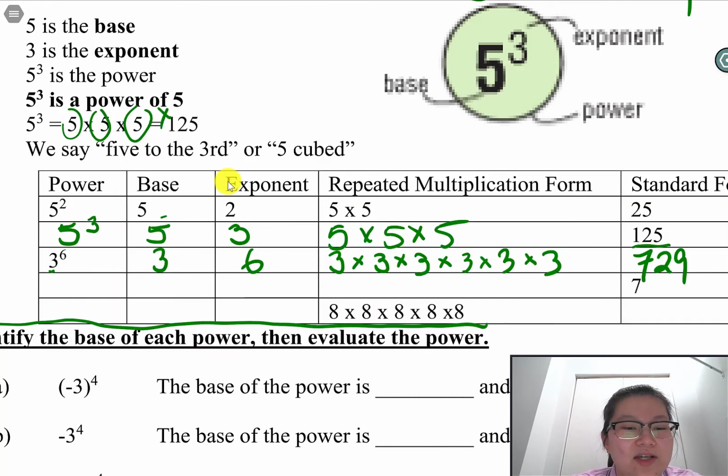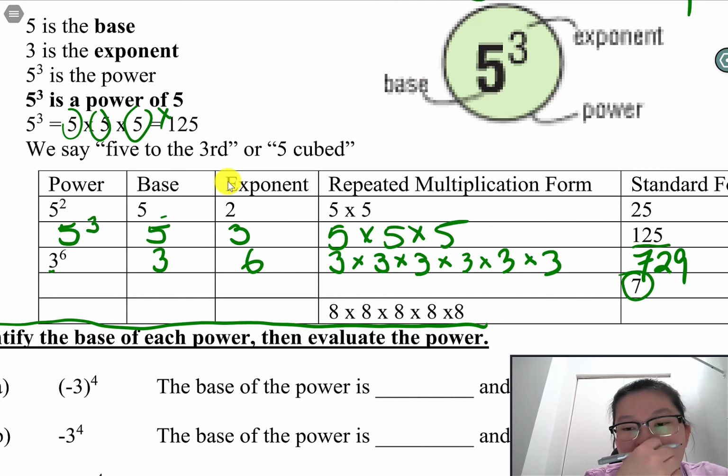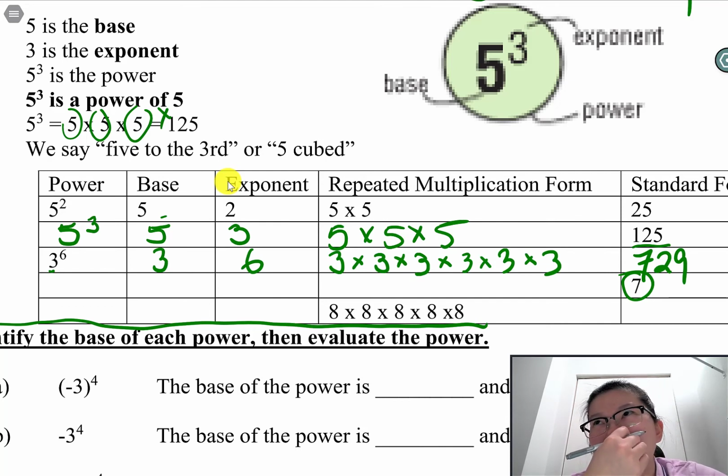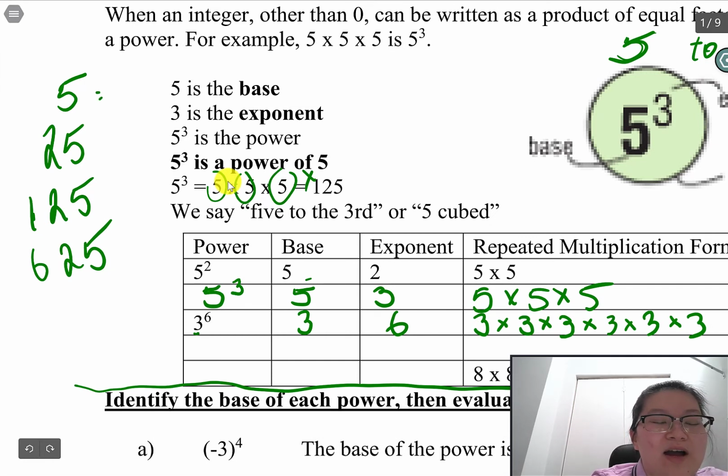Okay, so let's do the next one, and the number here we have is 7, okay? So you might be thinking, well, what times what is going to give me 7? Or what times itself is going to give me 7? Don't forget, let's take a look at the side example here. This is 5 to the power 1, this is 5 to the power 2, this is 5 to the power 3, etc.